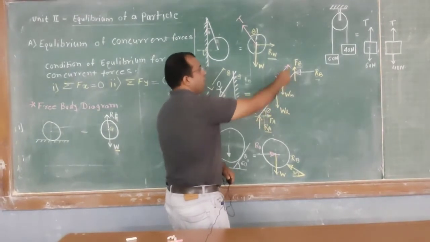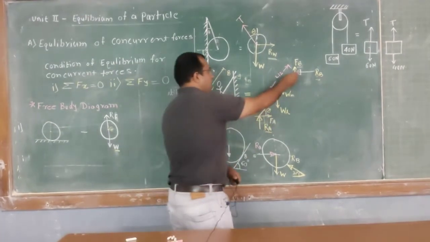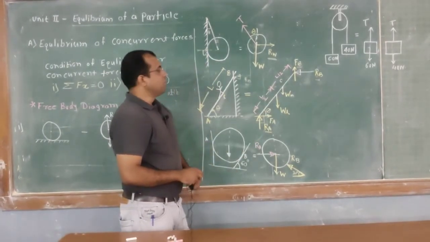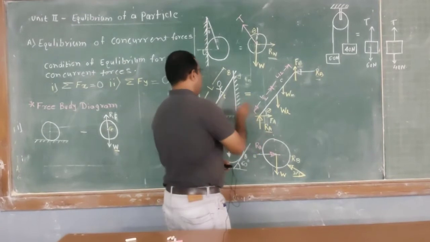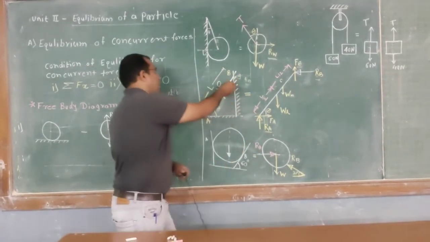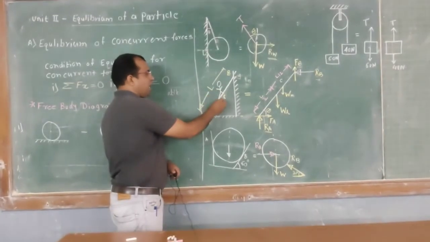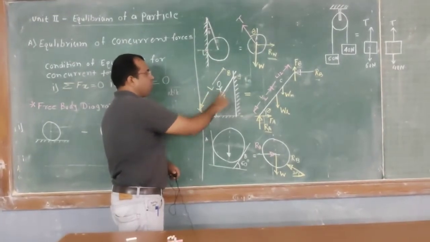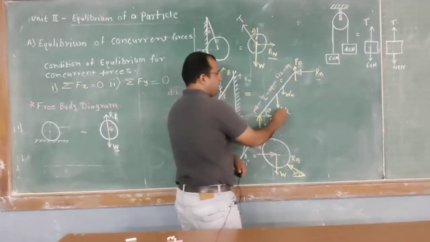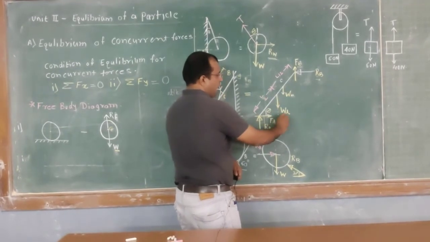These are the reactive forces. Then this ladder has its self weight. Yes or no? So this self weight of the ladder always acts at the center of the ladder. Let's say the ladder has length L. So the weight of this ladder is acting at a distance of L by 2 from each end. So this is the weight of the ladder which is acting vertically downward. So this is the active force.